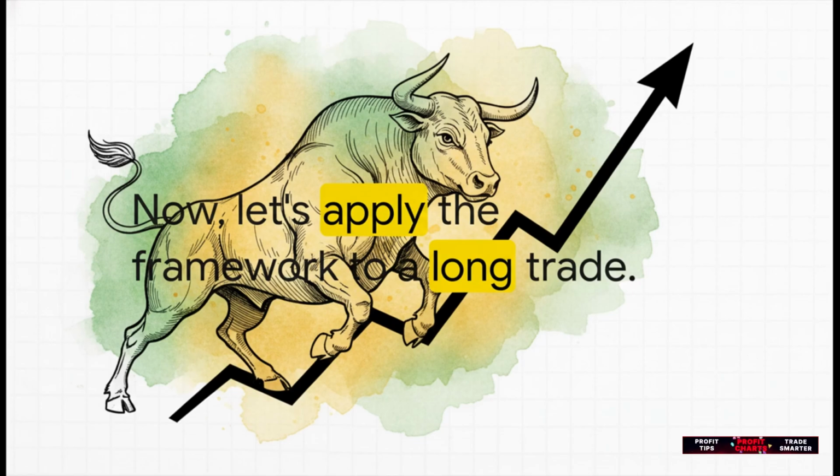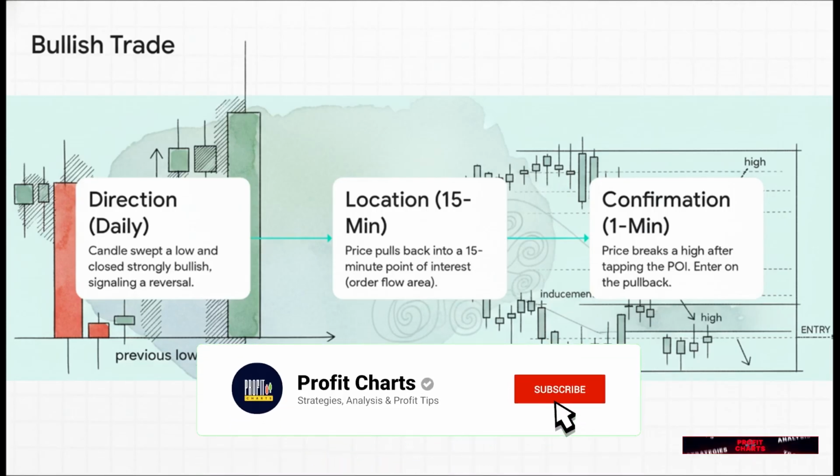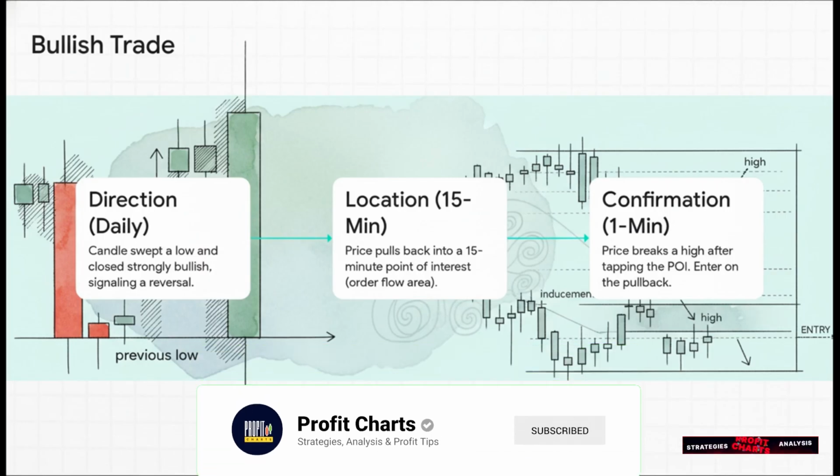We're looking at a bullish setup on gold. This really shows how versatile this whole method is, no matter which way the market is heading. So what's the story here? Step 1, direction. The daily candle first dipped down and swept liquidity below a previous low, and then it reversed and closed with some serious bullish momentum. That's a powerful reversal signal right there. Our bias is bullish.